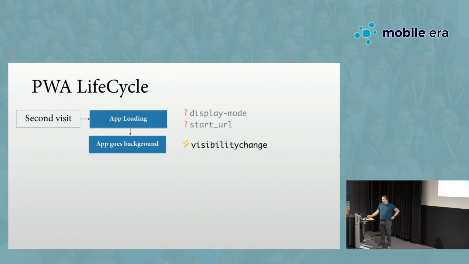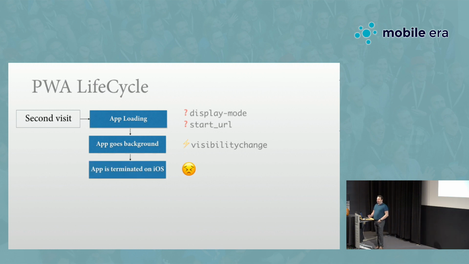So what happens when the app goes into the background? The user just minimizes the app or goes to the home screen. You can use visibilitychange on all the platforms to know that now your app will be in the background and do something about that, such as save the state. And on iOS, your app is also terminated at that point. So when the user goes to the home screen, your app is terminated. That means if the user goes back to your app, it will start from scratch.